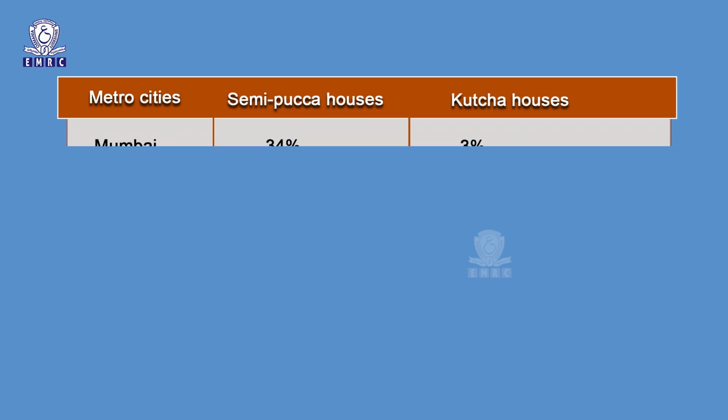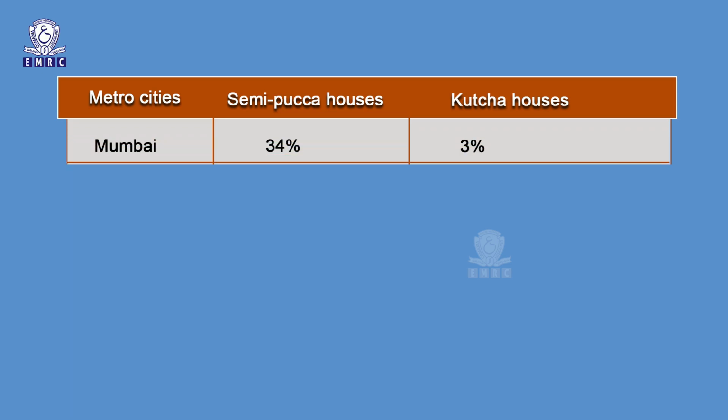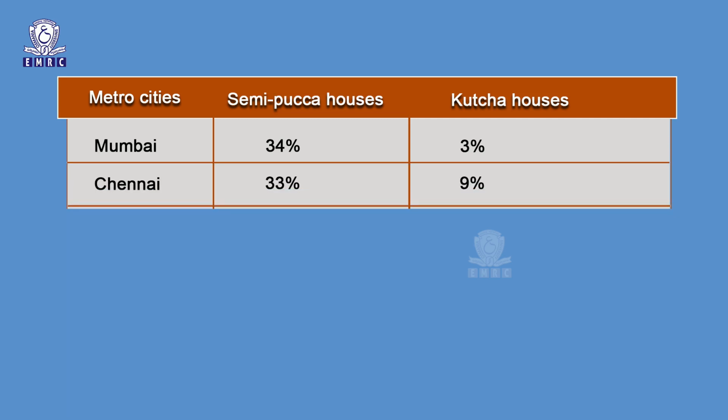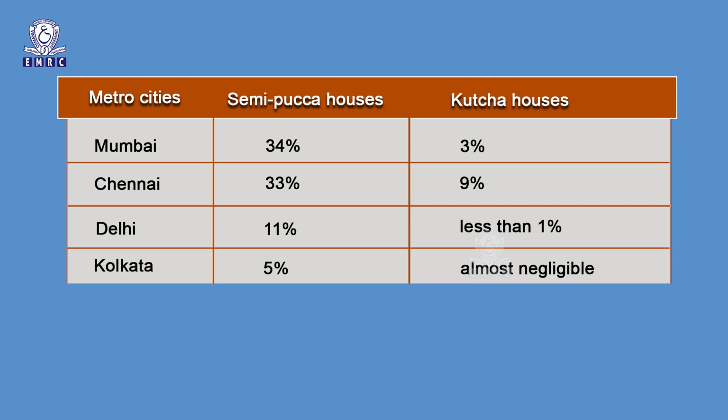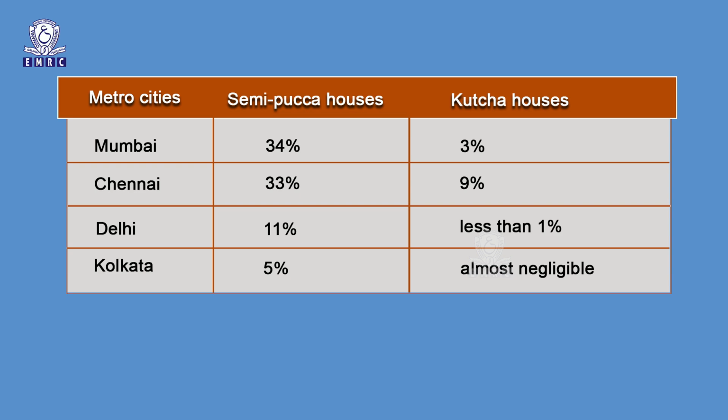The urban housing characteristics for entire India and the four leading metros of Mumbai, Kolkata, Delhi, and Chennai reveal the following facts. In Mumbai, 34% of the households lived in semi-pakka and 3% in kacha houses, followed by 33% and 9% respectively in Chennai. However, in Delhi, 11% of households reside in semi-pakka and less than 1% in kacha houses. It is a good sign for Kolkata that there were only 5% semi-pakka houses and almost negligible kacha houses. This shows that in Mumbai and Chennai, the housing situation is poorer than in Kolkata and Delhi.